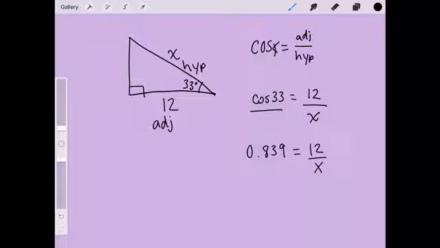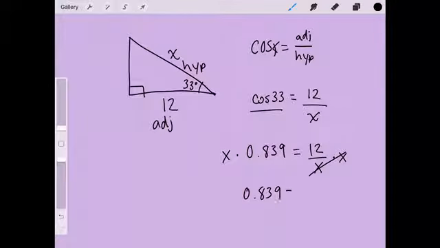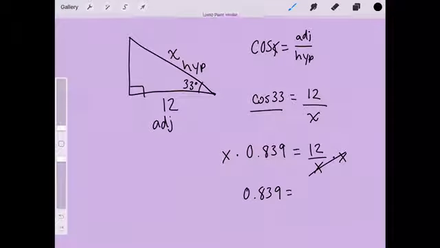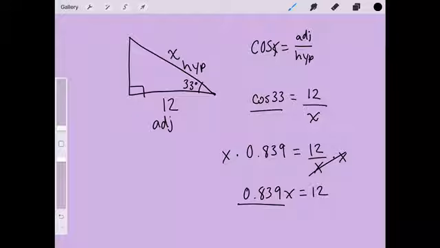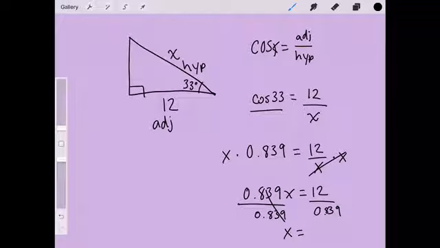Equals 12 over x. And now this is just like those problems we started class with. We're going to multiply both sides by x to get x by itself over here, to get rid of x on the denominator. Then we'll have 0.839 x equals 12. And we'll divide both sides by 0.839. It's no different from the problems we did before, except it just has decimals. Then we'll get our value of x as 12 divided by that number.